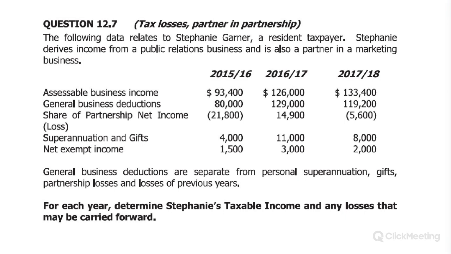Now, calculate what your taxable income is. Remember, if your losses or deductions are more than your assessable income, then your taxable income is 0. It is not negative, it is to be 0. So everyone's clear up till here? Any questions? Okay, no, not clear. All right.